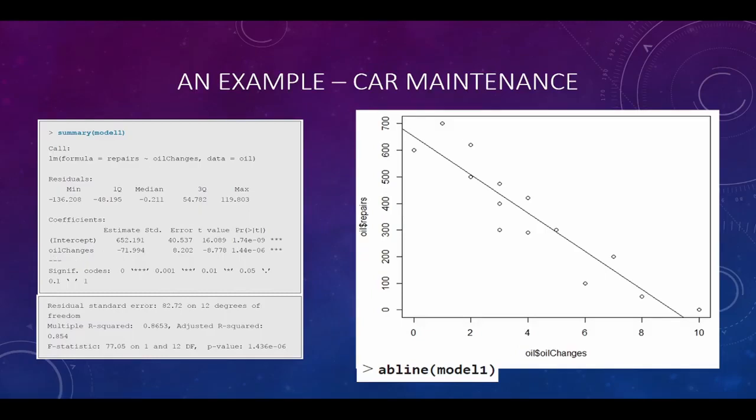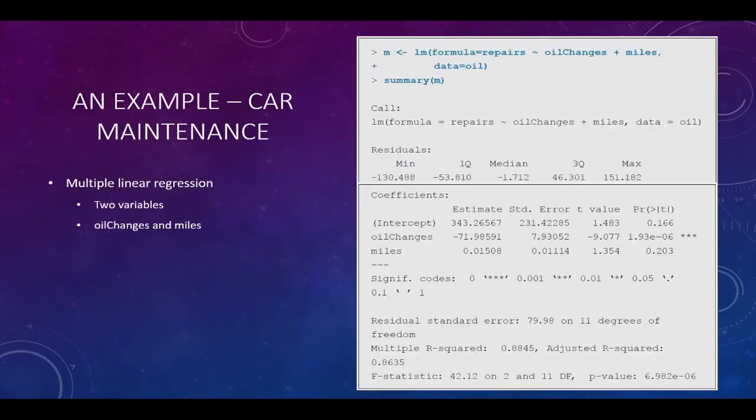That's a lot of great information, but it is a lot of statistical information. What you can also do is add abline to your plot to plot the regression line. So according to this model, we should do as many oil changes as possible, right? Because the higher the number of oil changes, the lower the cost of repairs. If I go over here to say 9.5 oil changes, it looks like I'm not going to have any cost for repairs. So according to this model, we should do as many as possible.